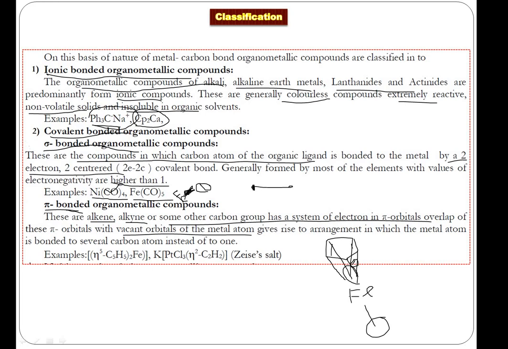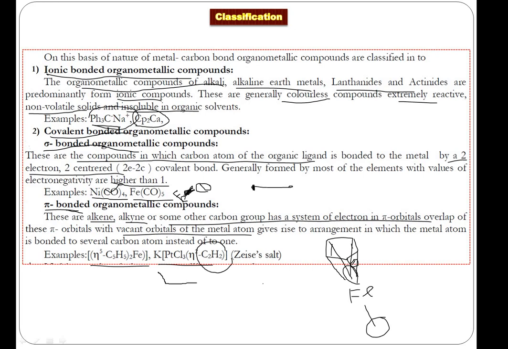Such organometallic compounds are called pi bonded organometallic compounds, because here the ligand is like an alkene or an alkyne, or any type of ligand which can bond with the metal at multiple locations, because the metal has the vacant orbital and that vacant orbital overlaps with these delocalized pi electrons. The best examples are cyclopentadienyl iron and Zeise's salt, potassium trichloro(ethylene)platinate. Zeise's salt is PtCl3 with an alkene at the 4th position.